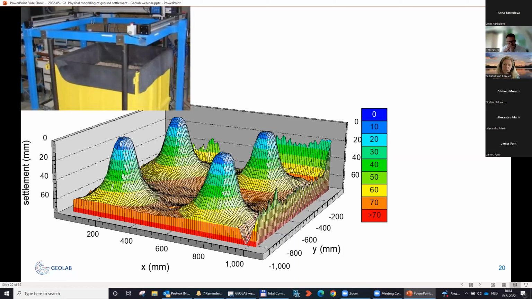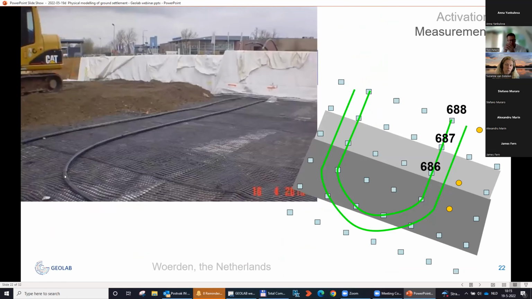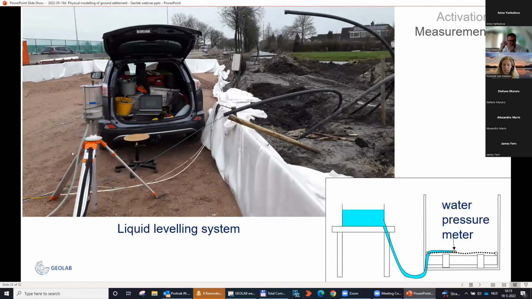Here we scanned the surface before and after the test. Here we use different points with small water pressure meters in a tube filled with liquid, attached to a bottle with water in it. This is called a liquid leveling system. Here we use in experiments separate points. It's also possible to install in the field or in a large experiment a tube and then pull a liquid leveling system sensor through these tubes, as you can see here in the field test.